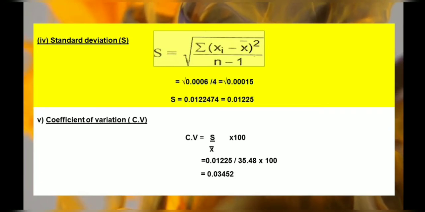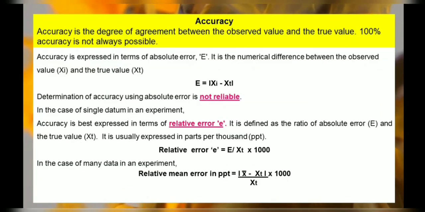Okay. Let's move into accuracy. Accuracy is the degree of agreement between the observed value and the true value. 100% accuracy is not always possible. Accuracy is expressed in terms of absolute error, capital E. Capital E is equal to xi minus xt. Determination of accuracy using absolute error is not always reliable.